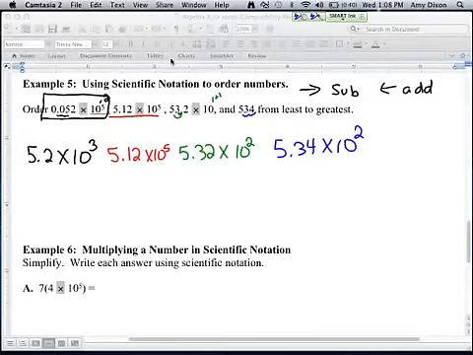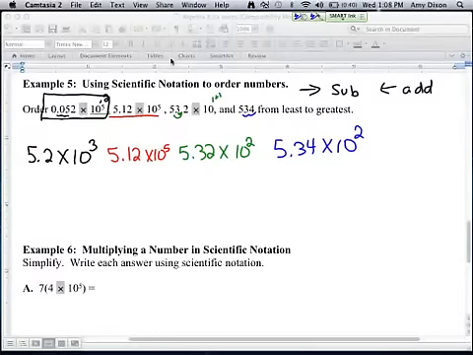Now, it says to order the numbers on the top. The original numbers are the ones we have to put in order. So when we write them in order, we need to go back and write the original number, not our modified numbers. So which one is our smallest number?